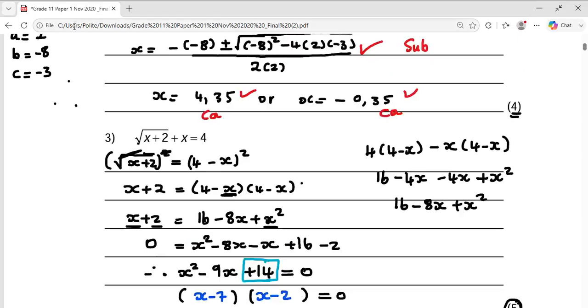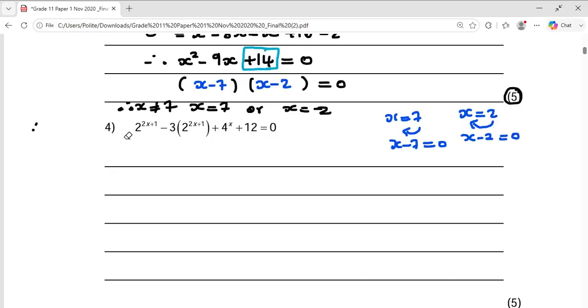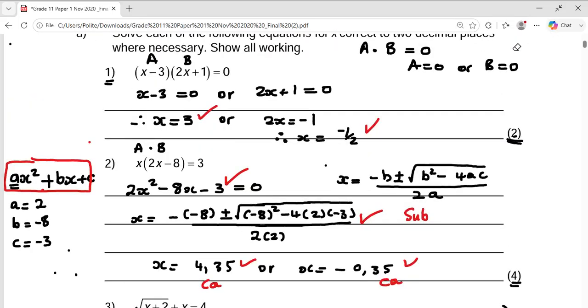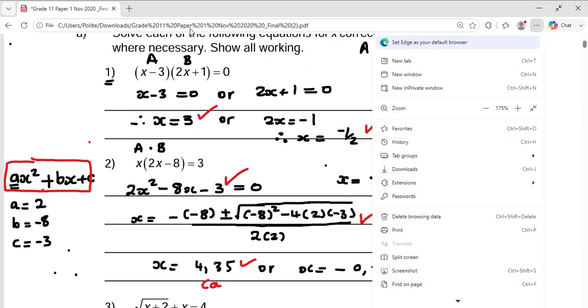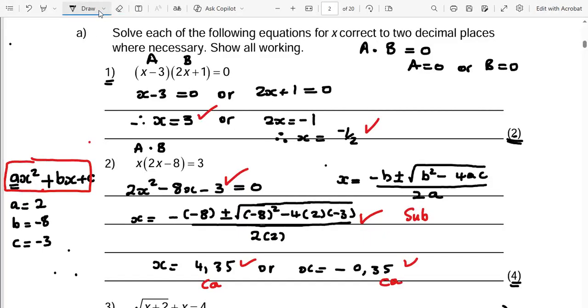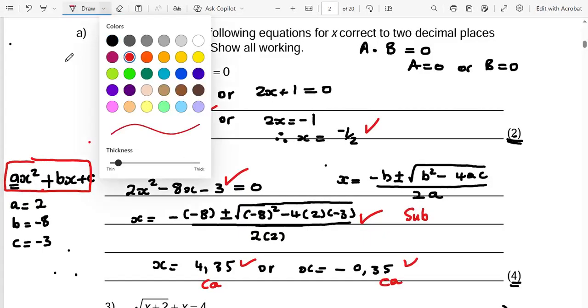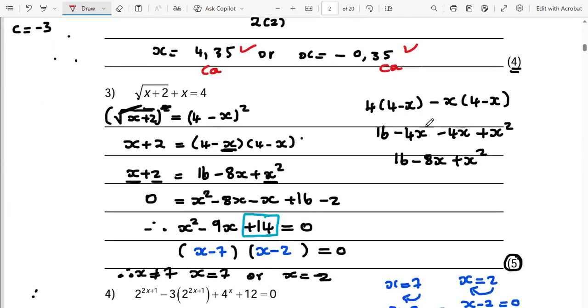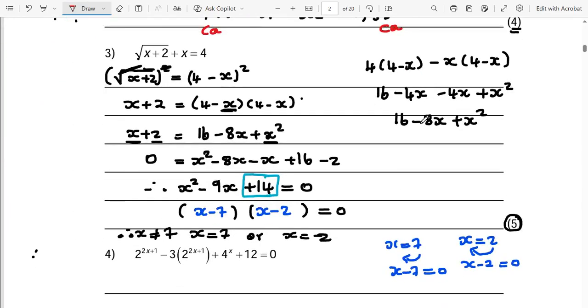Okay, so one of the most important things when it comes to answering this question is for you to understand the mark allocation so that you don't leave out other steps. On the mark allocation, you need to understand how they are going to mark your work so that when you solve this, you don't leave out some of the steps.